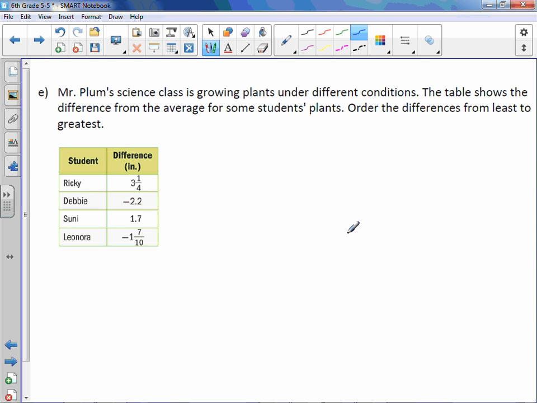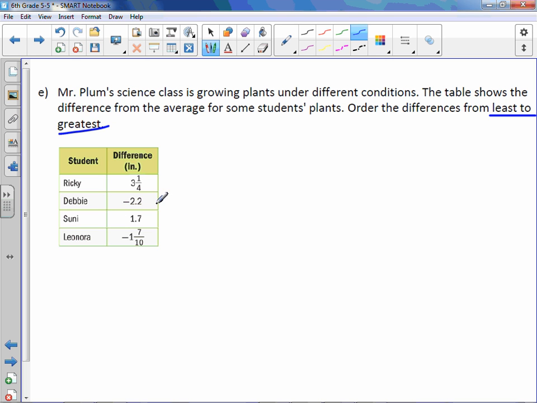Mr. Plum's science class is growing plants under different conditions. The table shows the difference from the average for some students' plants. Order the differences from least to greatest. Again, I want the same form. This time I'm going to switch things up and change everything to decimals.